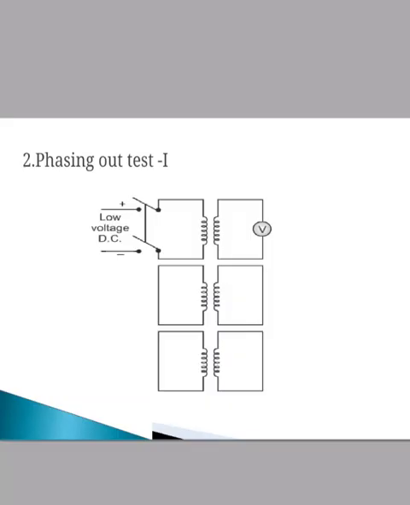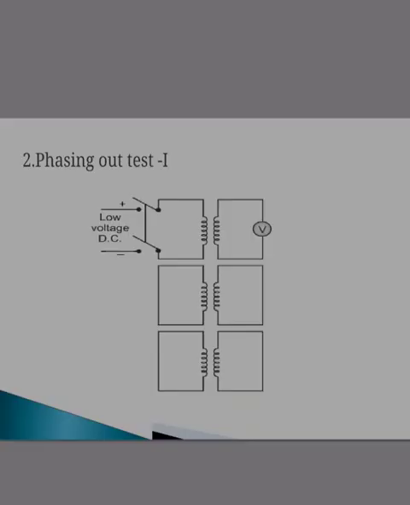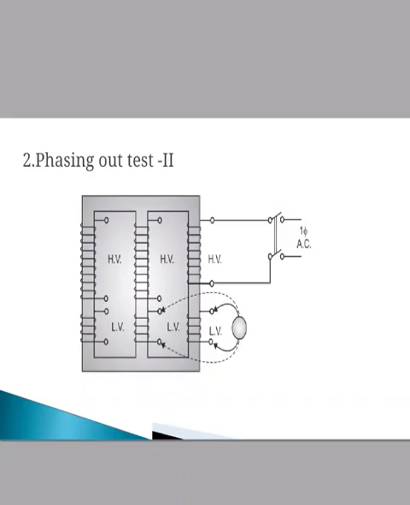This is the test which is to be carried out on the transformer. This is the second test, the phasing out test. It is used to find out the corresponding HV and LV phase windings.